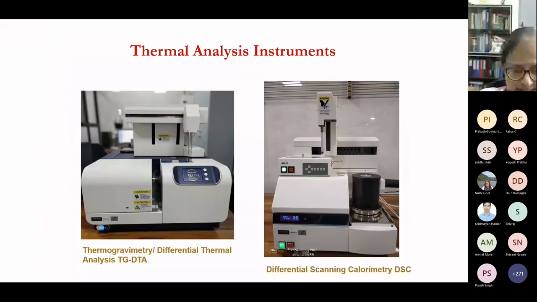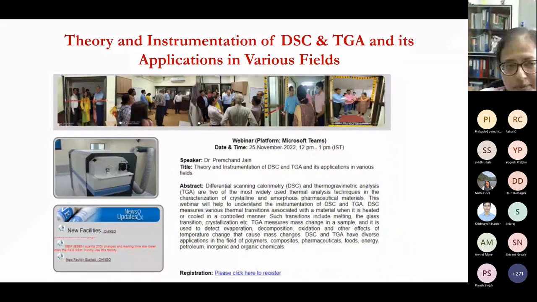Today, as I said, we will be talking mostly about our thermal analysis instruments, the TGDTA and the DSC, which are newly installed and will soon be made available for use. Today we will be discussing the theory and instrumentation of DSC and TGDTA and its various applications, which will be discussed by Dr. Premchand Jain. So I welcome you to the webinar now.